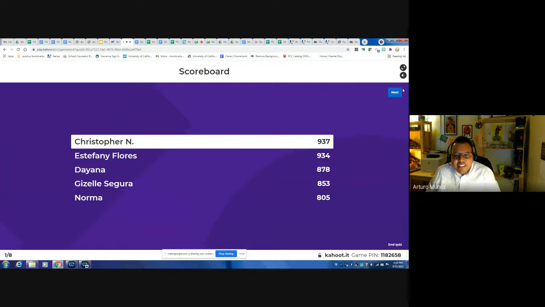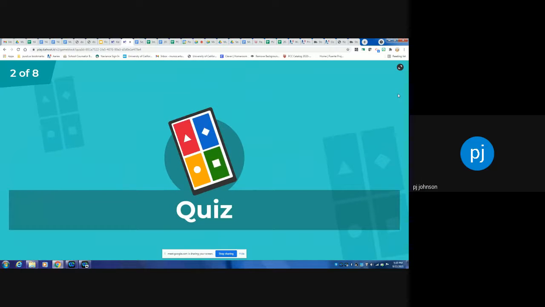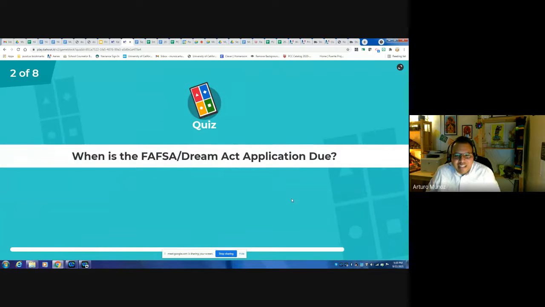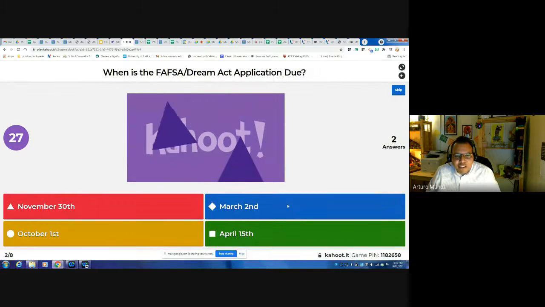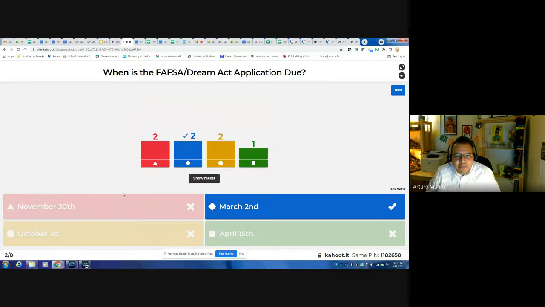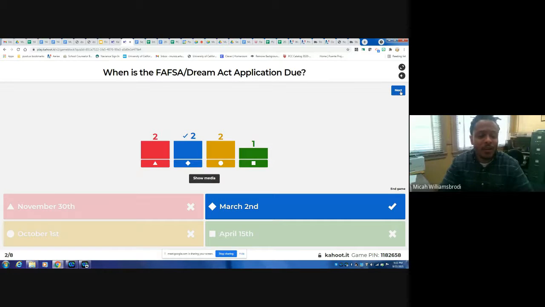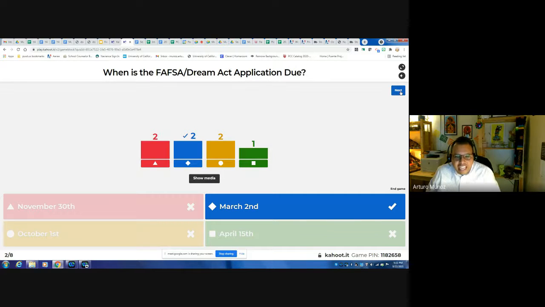Okay, the next question. Oh, these are the points. Good job, Chris, on top. Next question: when is the FAFSA or DREAM Act application due? Is it November 30th, March 2nd, October 1st, or April 15th? We have a mixture, but 2 people got it right for March 2nd. November 30th is for your Cal State and UC applications. October 1st would be when the application opens.